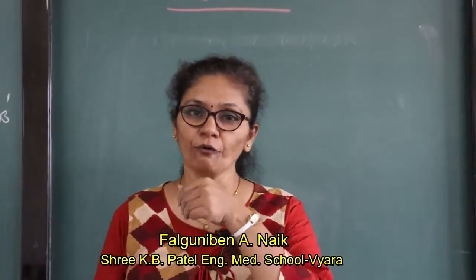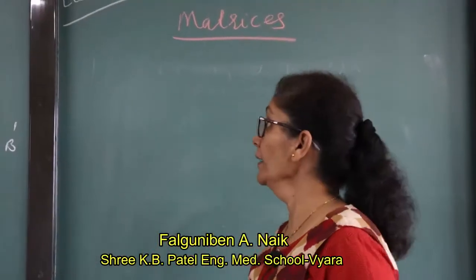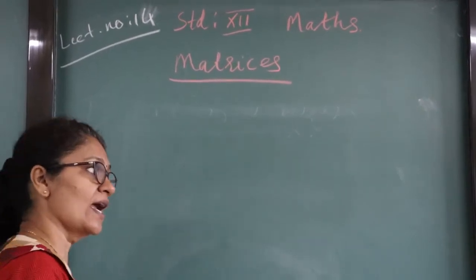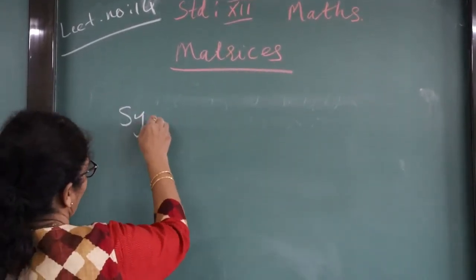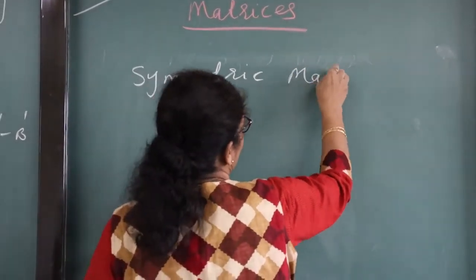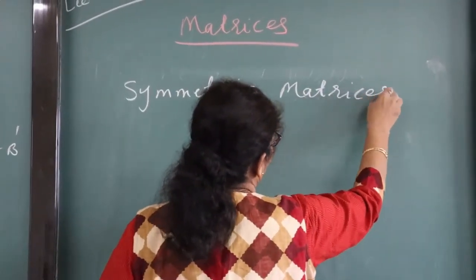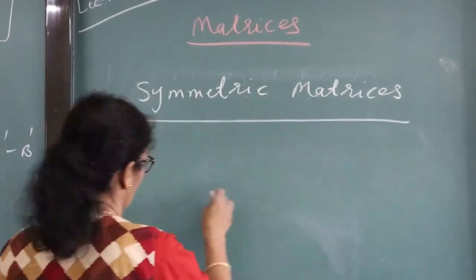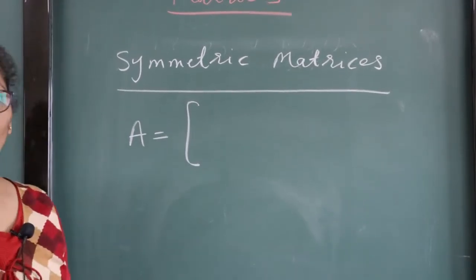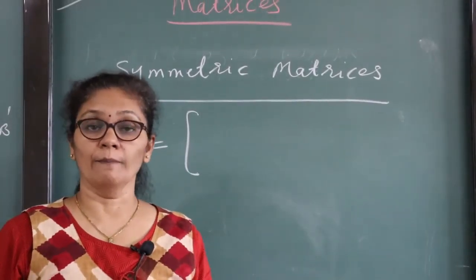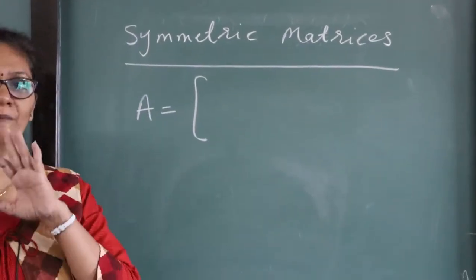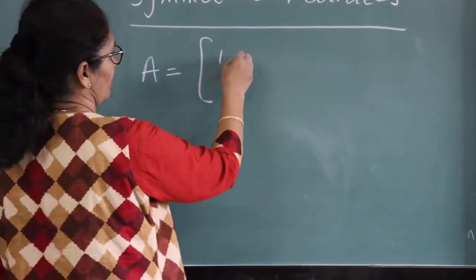Everyone, this is our 14th period of matrices, and in matrices today we are discussing symmetric matrix and skew symmetric matrix. First I explain what a symmetric matrix is. Symmetric matrix means in a matrix if we interchange all the rows with columns, that means if we write the transpose of a matrix, then again we get the same matrix. That is called the symmetric matrix.